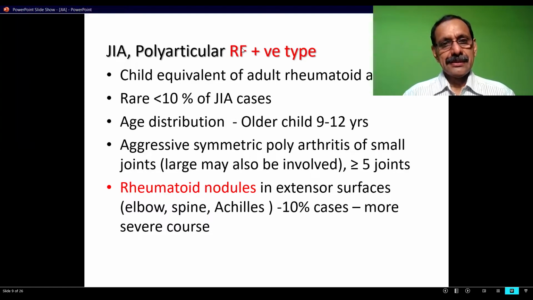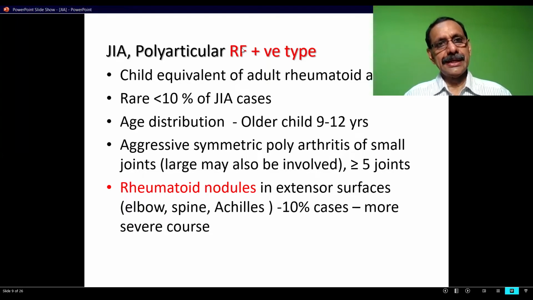And 2 things: one, rheumatoid factor positive. Second, rheumatoid nodules are there. And where do you find this nodule? In the elbow, in the spine, Achilles, etc., or over the knuckles. So the presence of rheumatoid nodules indicates a more severe disease.